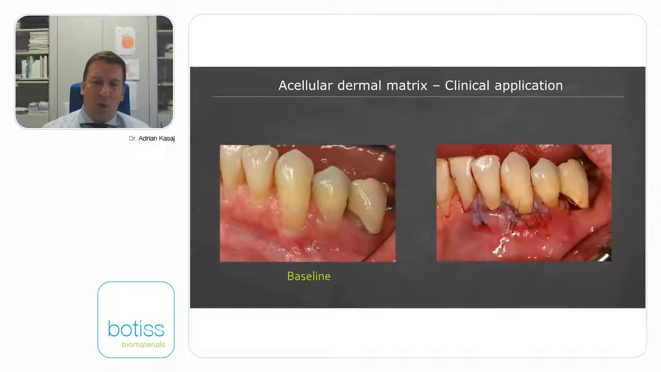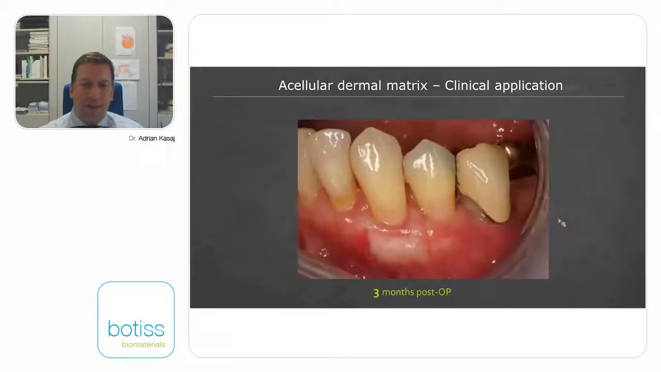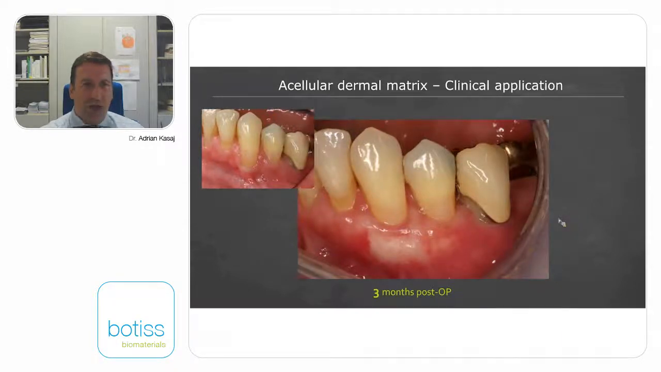You can also combine the mucoderm with the modified tunnel technique. You can see here the inserted rehydrated mucoderm matrix into this tunnel. The 3 months clinical outcome in comparison to the baseline situation. Again, you can see nice root surface coverage, also thickening of the tissue.